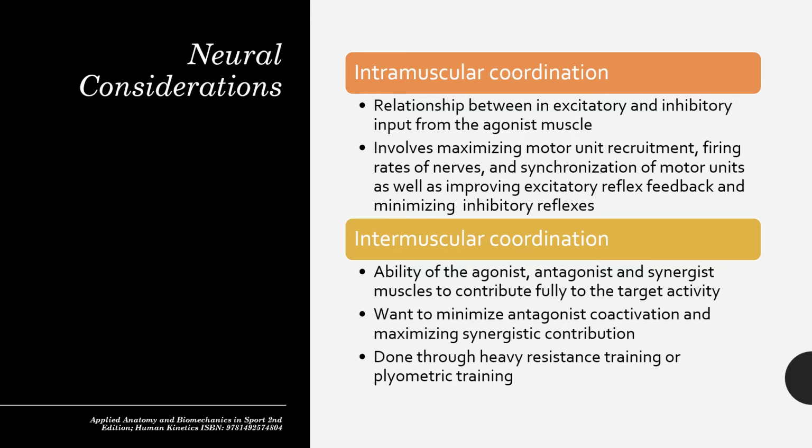We also have intermuscular coordination. So this is the agonist, antagonist, and synergist or stabilizing muscles all working together to create optimal contraction to produce optimal speed. We want to basically minimize any antagonist co-activation that's preventing optimal agonist activation. And we also want to maximize any synergistic or stabilizing contributions. Usually the way we can get the muscles to coordinate is through practice, and we do this through heavy resistance training or plyometric training.